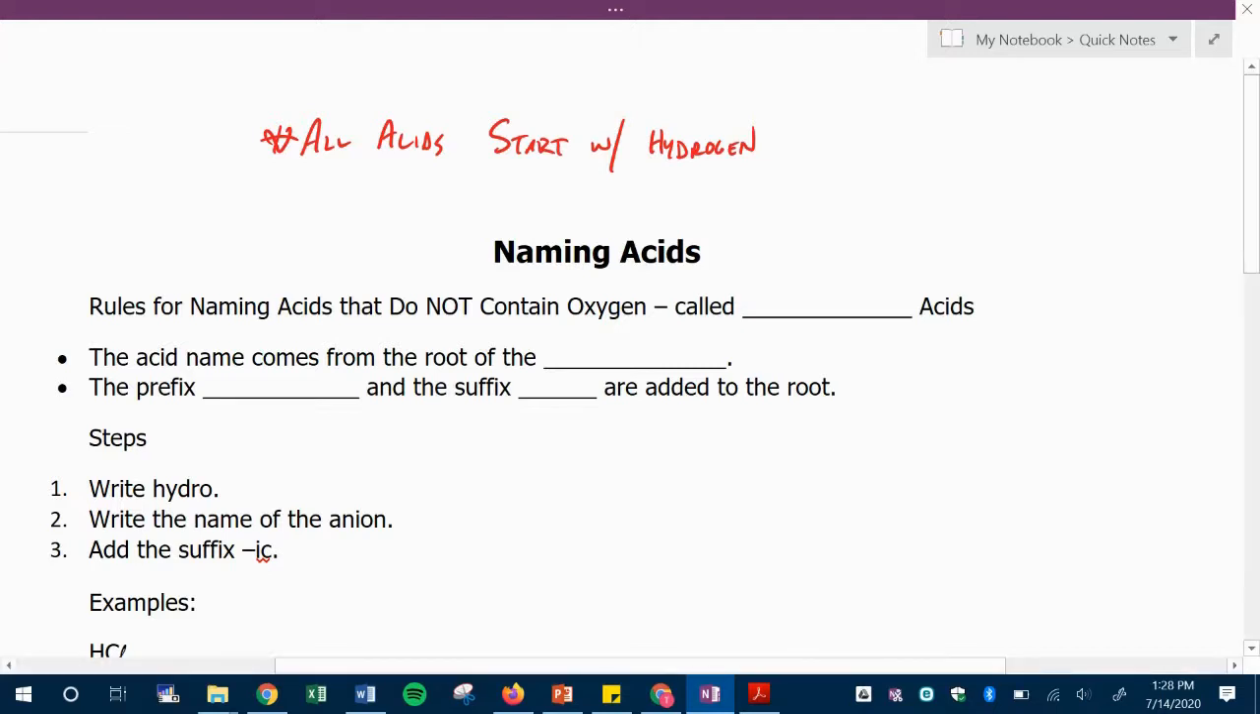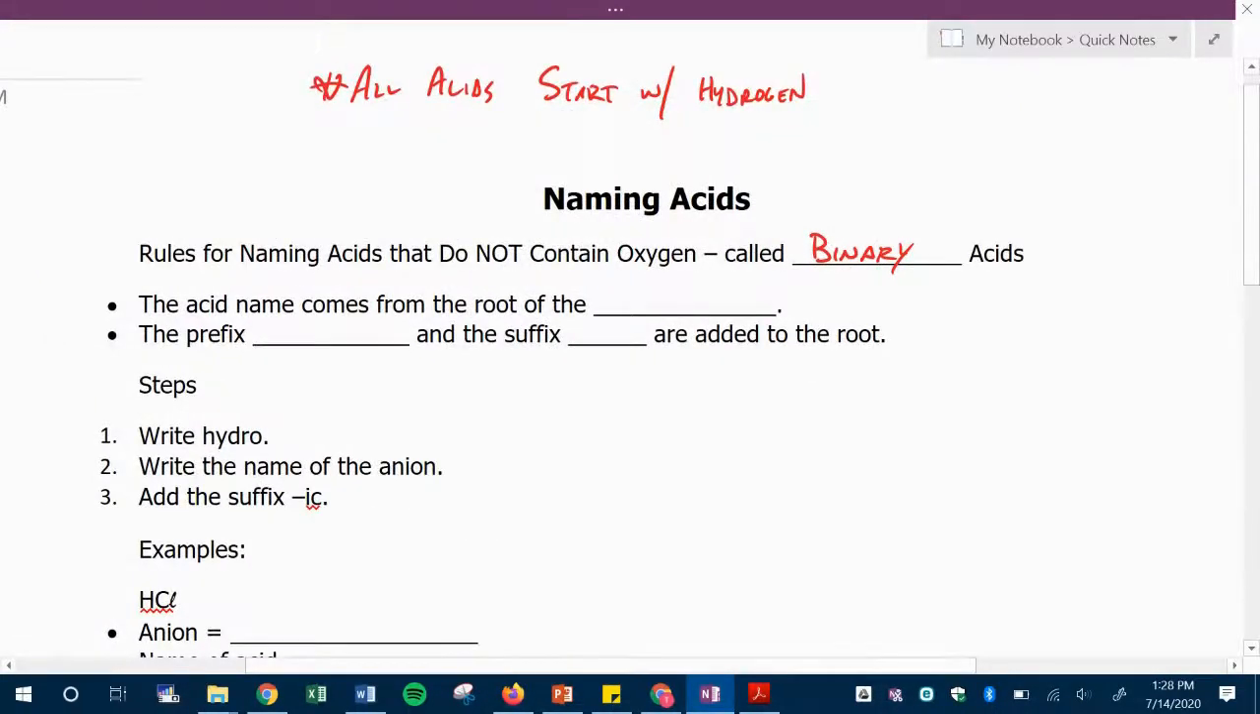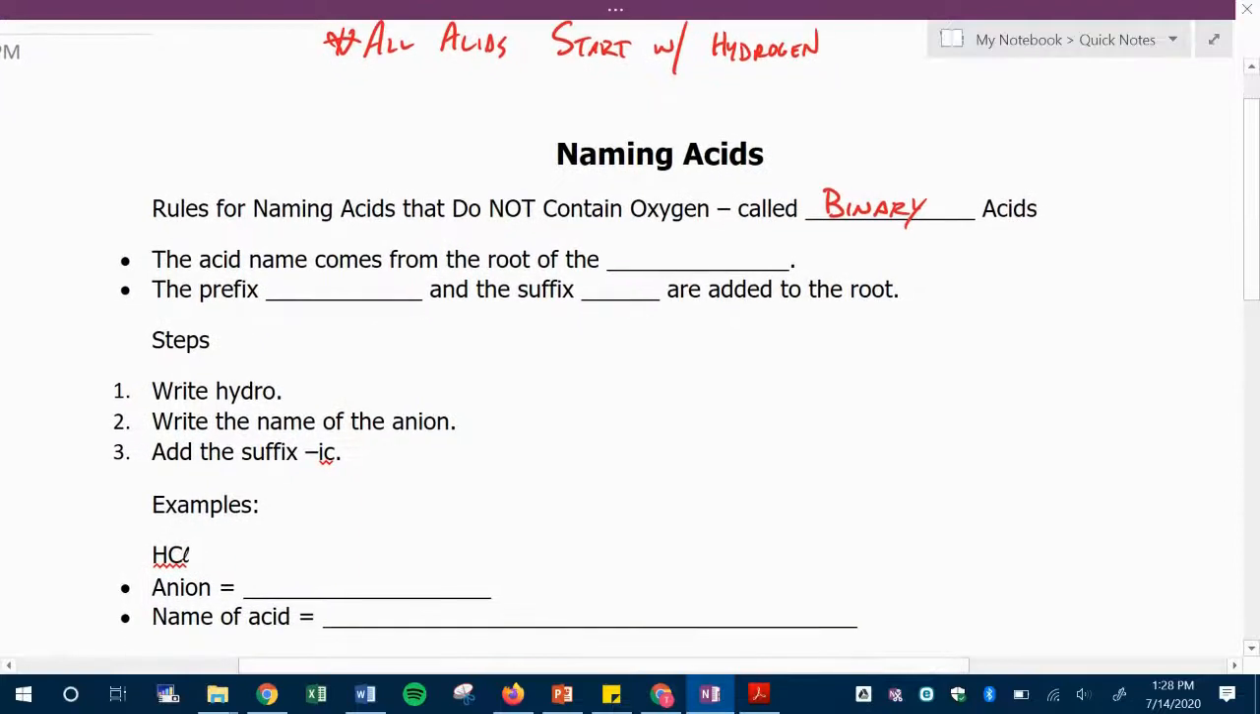The first type that we're going to talk about is for naming acids that do not contain oxygen, meaning they're not polyatomic ions. These are called binary acids, binary meaning it's just hydrogen and one other anion. The acid name comes from the root of the anion, the negatively charged thing. The key here is that for all of these, we use the prefix hydro and then the suffix "ic" at the end.